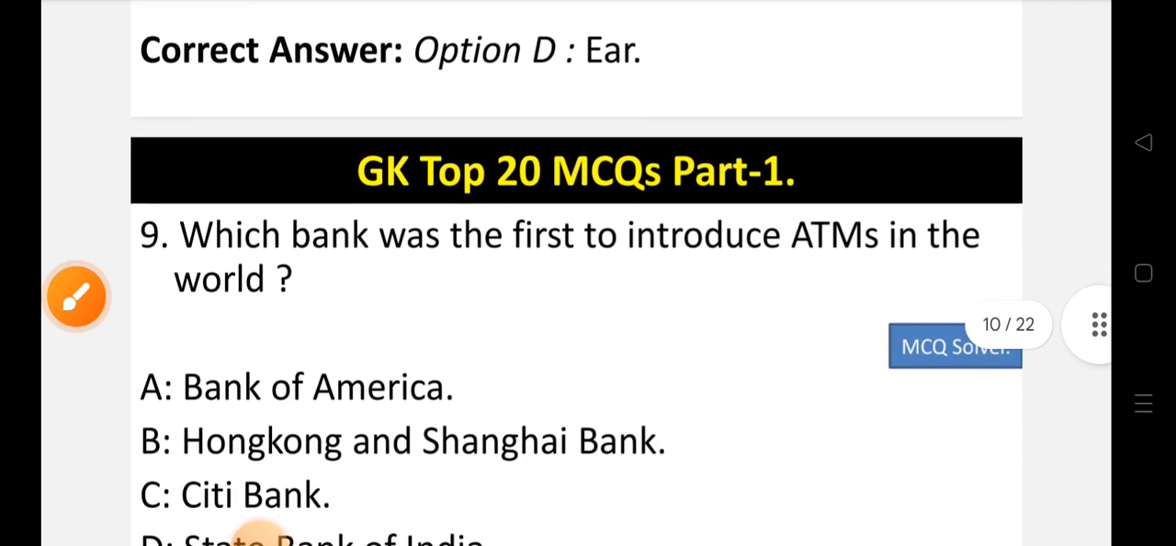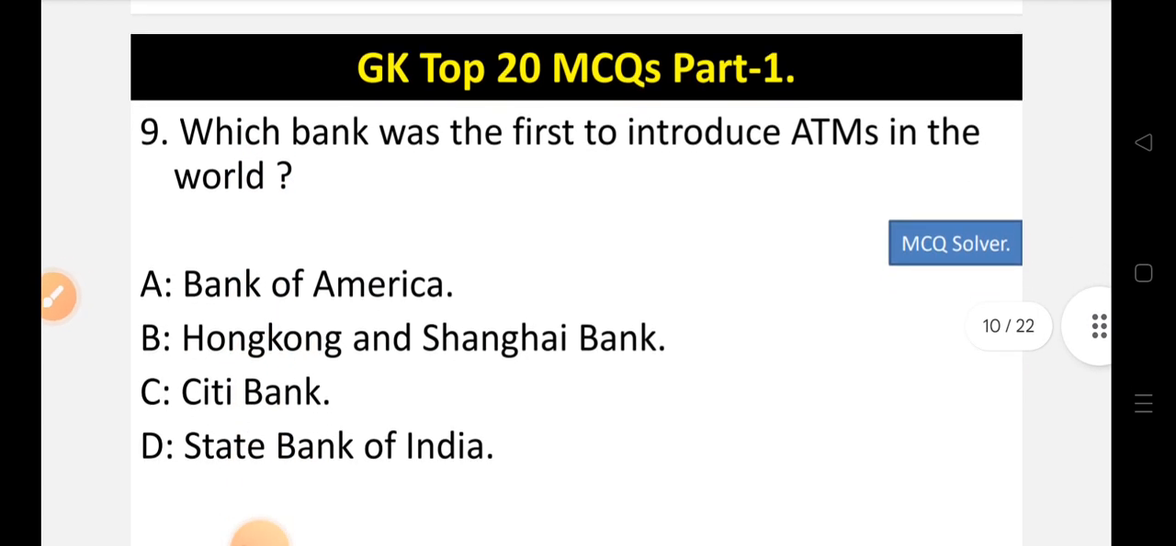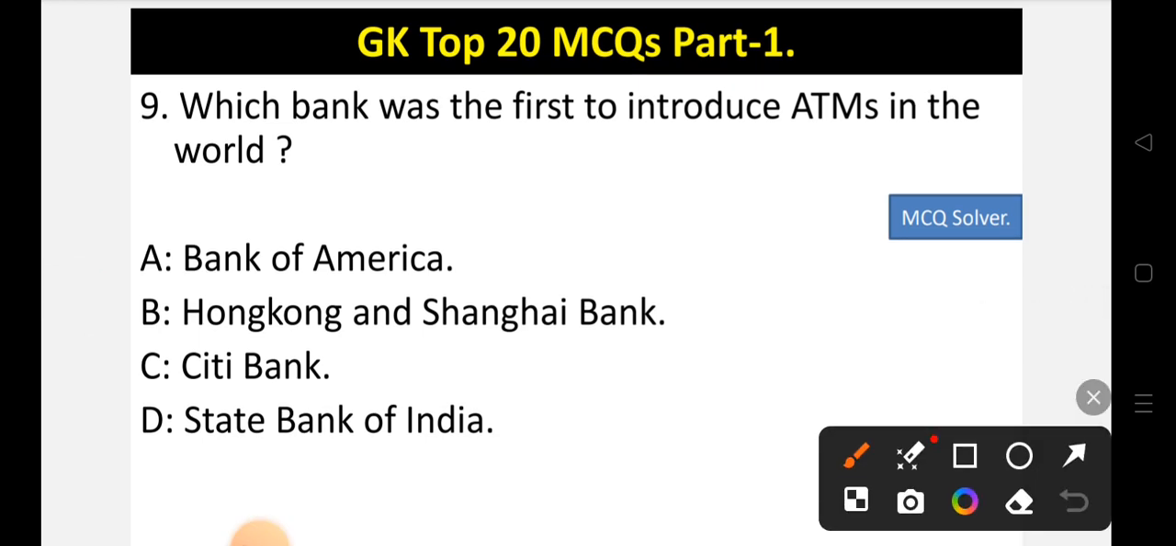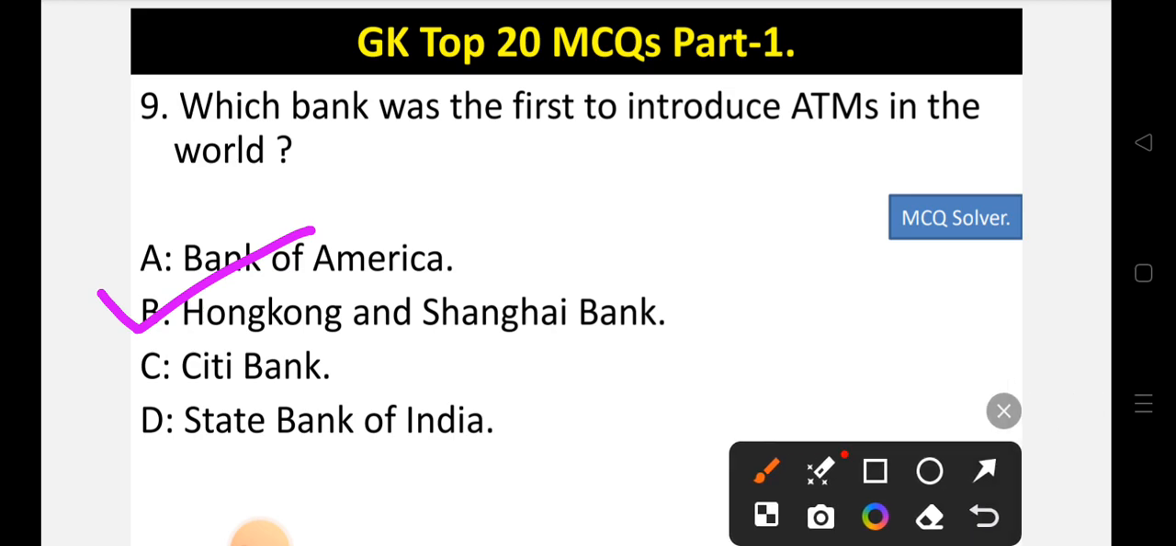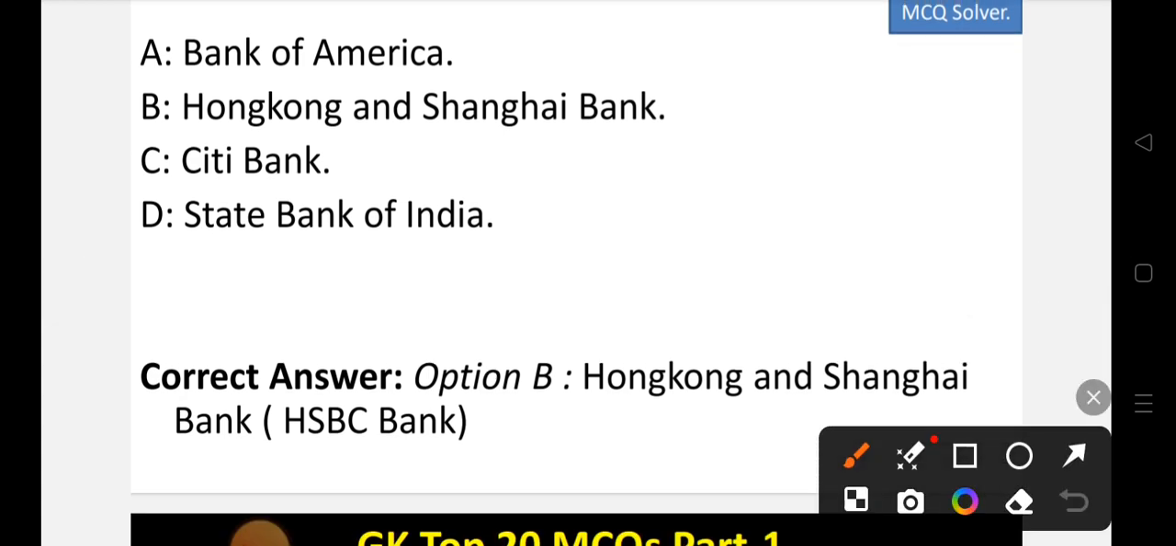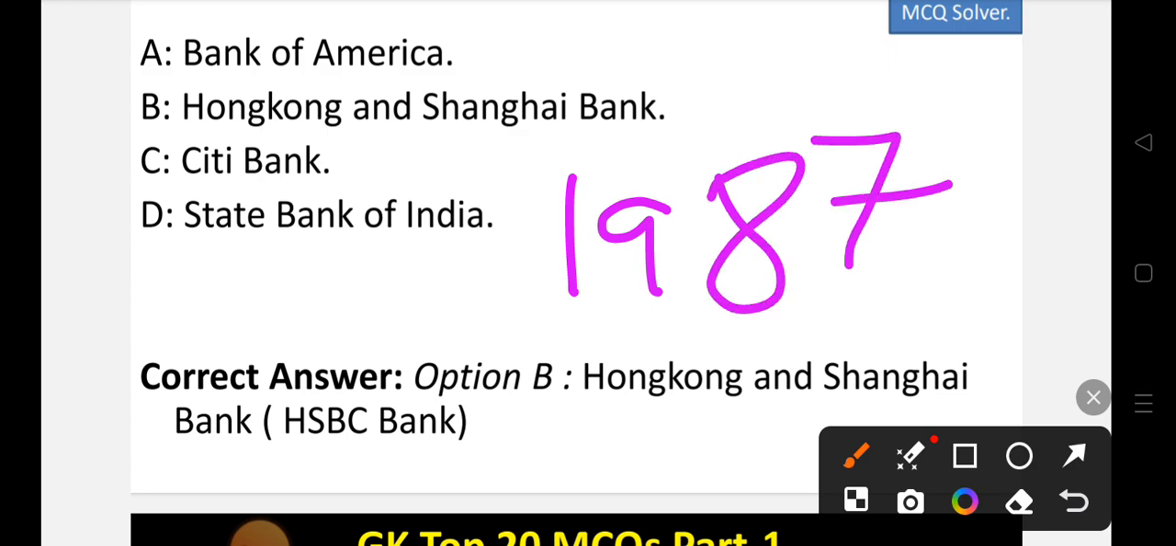Now let's move to question number 9. Which bank was the first to introduce ATMs in the world? The correct option will be option number B, that is Hong Kong and Shanghai Bank, which is also known as HSBC Bank. So it was the first bank to introduce ATMs in the world, and it was introduced in the year 1987. So please remember this fact.